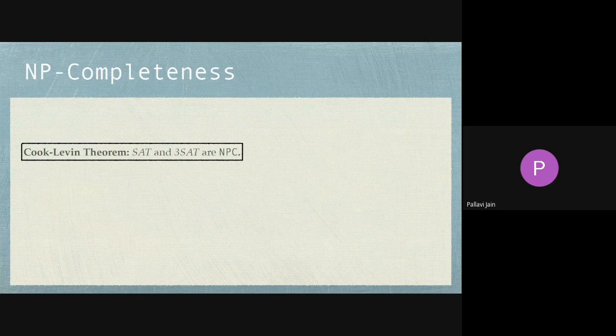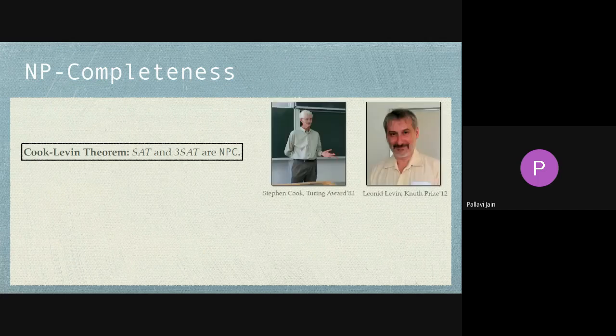So I was saying, the definition and everything is fine, but how can we prove that some problem is NP complete? Because you cannot just go over all the problems in NP and give a reduction to that problem. So in one of the most exciting results of computer science, Stephen Cook and Leonid Levin showed that SAT and 3-SAT are NP complete. They also discovered the notion of NP completeness, and with that, they also showed that there are some problems which are NP complete. SAT and 3-SAT are two such problems. For this discovery, Cook got the Turing Award in 82 and Levin got the Knuth Prize in 2012.